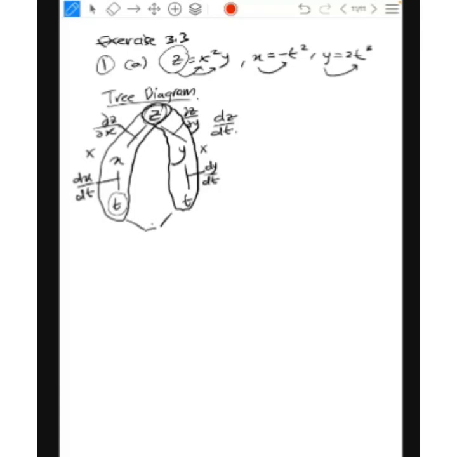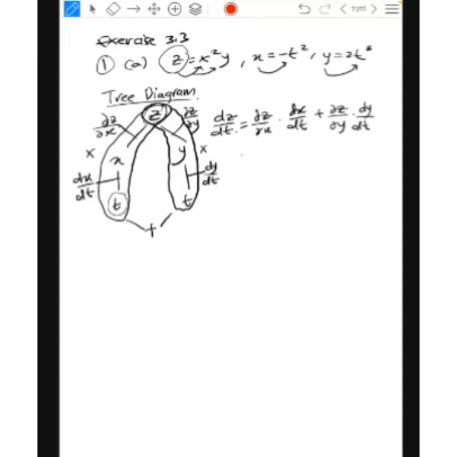So kalau ada banyak chain, awak tambah lah, tambah banyak kali. Okay, so dz/dt is actually ∂z/∂x times dx/dt plus ∂z/∂y times dy/dt. Okay, what is ∂z/∂x? Okay, means you want to differentiate z with respect to x.